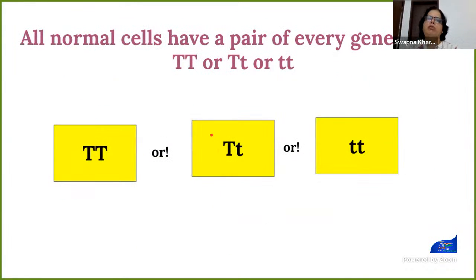So when you think of a plant or any other organism for that matter, all the normal cells in any given organism have a pair of genes for every character. The plant could have capital TT alleles, small tt alleles, or capital T and small t, that is, tall and short alleles. So all normal cells will have two alleles for every character. One is coming from one parent and the other is coming from the other parent.